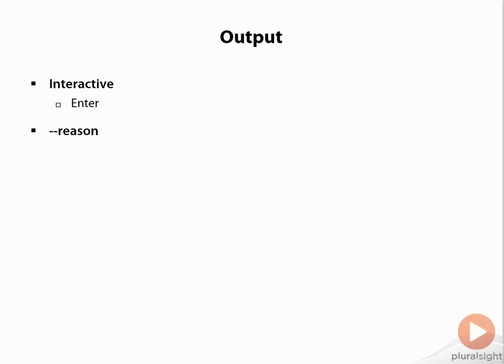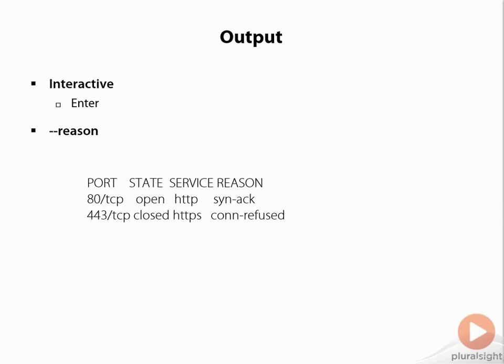Sometimes you'd like to know why Nmap has classified a port as either open or closed. The "reason" option alters the output with a 4th column that includes the result that caused Nmap to deduce the results it's displaying. In this example, we can see that Nmap classified port 80 as open because it received a SYN/ACK packet in response to its probe and a connection refused response to its connection request on port 443. We'll talk more about these reasons and what they mean in the next module.